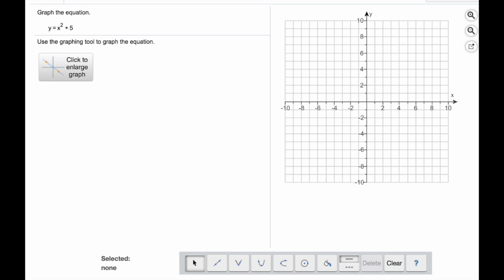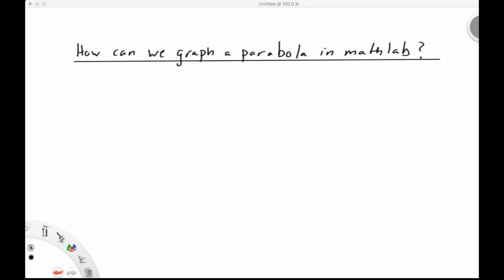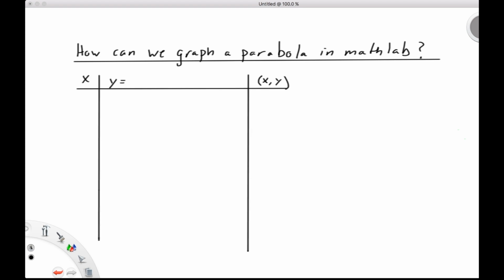And so let's actually bring this back to the whiteboard, and you might want to start by bringing this back to a piece of paper. How can we graph a parabola in MyMathLab? Well, we can graph a parabola to begin with, or graph any equation to begin with, by starting from a similar place, and usually a good place to start is with a table.